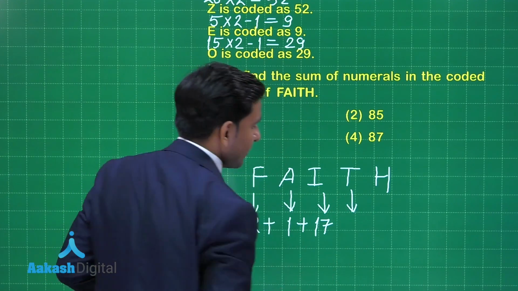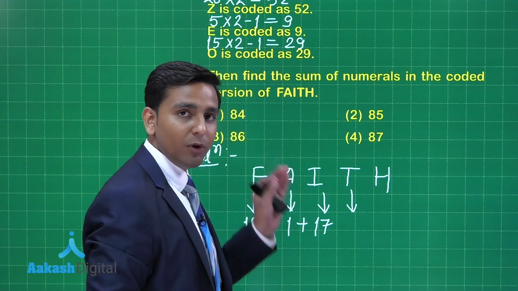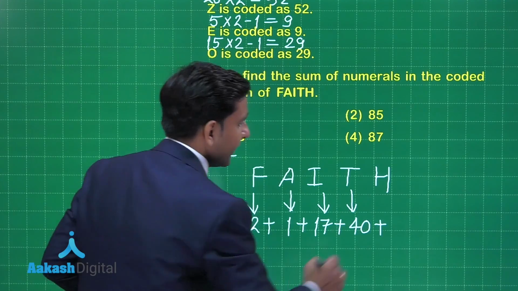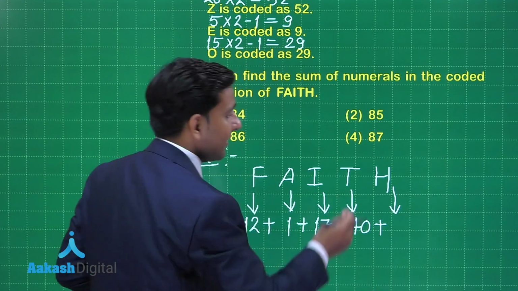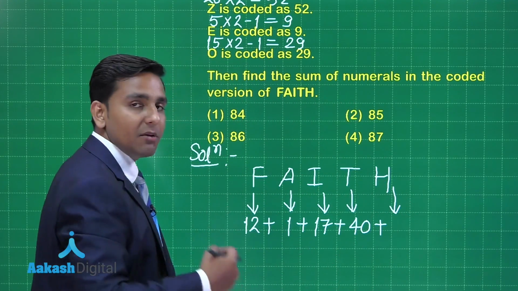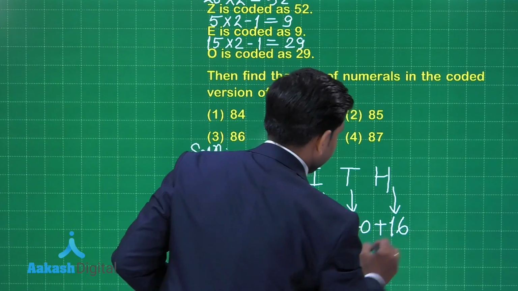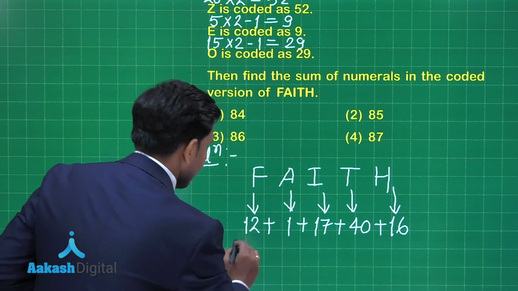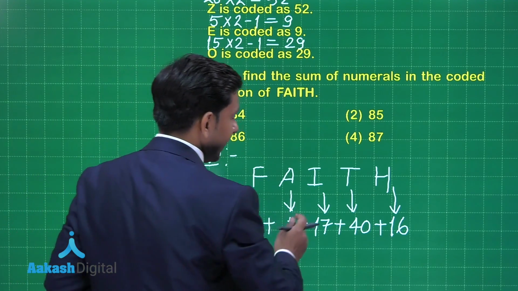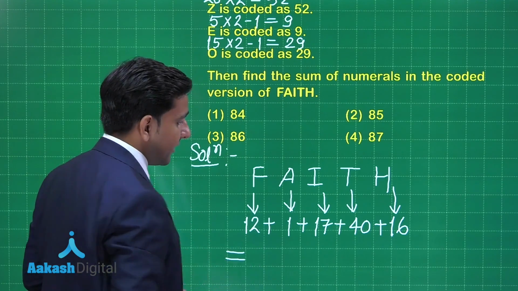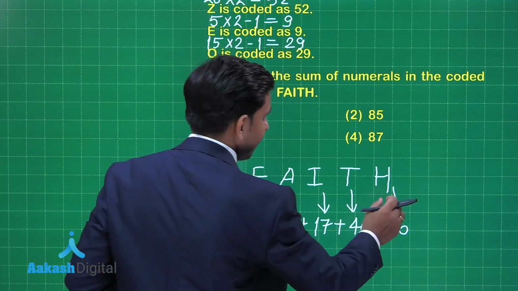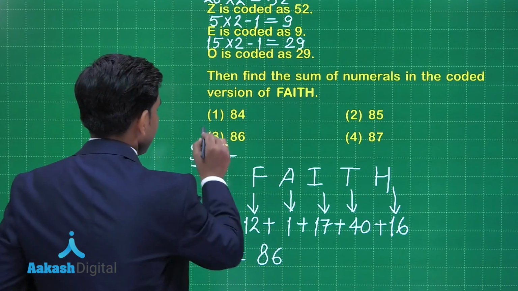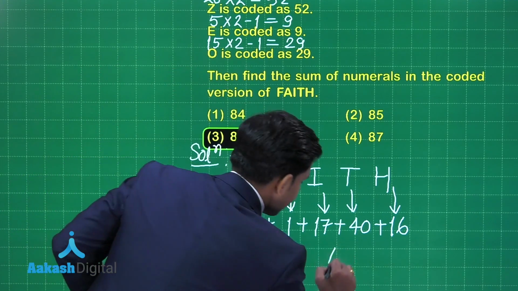Then T, a consonant. T is at the 20th position in the English alphabet. So we are getting the code for T is 40. H is at the 8th position and it is a consonant. So 8 multiplied by 2, we are getting 16. So we have to find the sum of these numbers. What are we obtaining? 12 plus 1, 13, 13 plus 17, 30, 30 plus 40, 70, 70 plus 16, that is 86, is the correct answer for this question. So here option number 3 is correct.